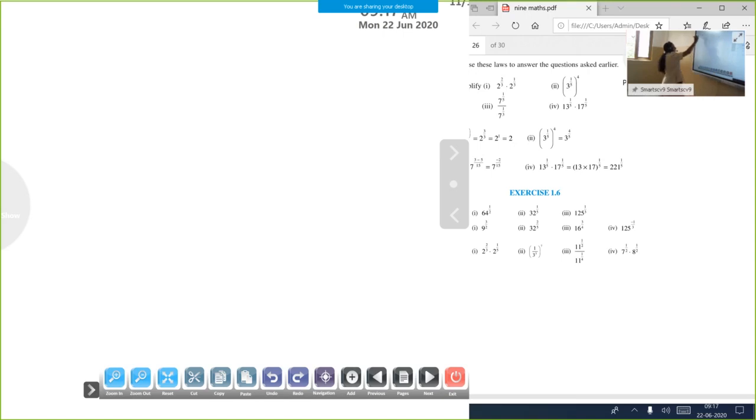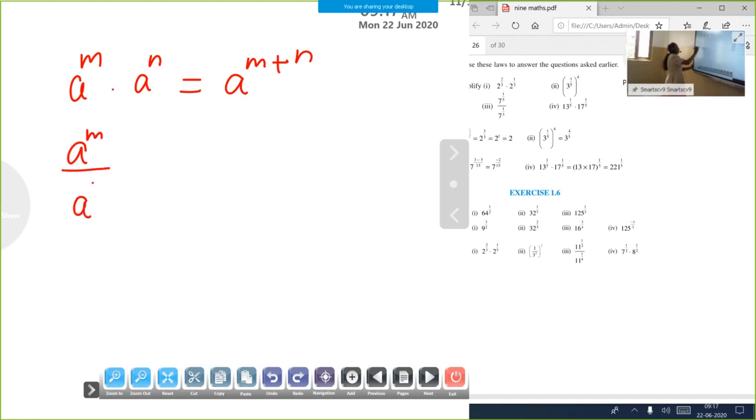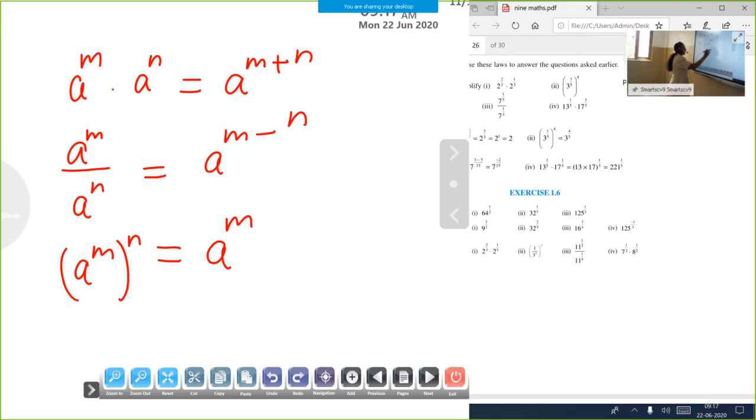So we studied 3 formulas. The first one is a raised to m into a raised to n equals a raised to m plus n. The second one is a raised to m divided by a raised to n equals a raised to m minus n. The third one is a raised to m, the whole raised to n equals a raised to m into n.